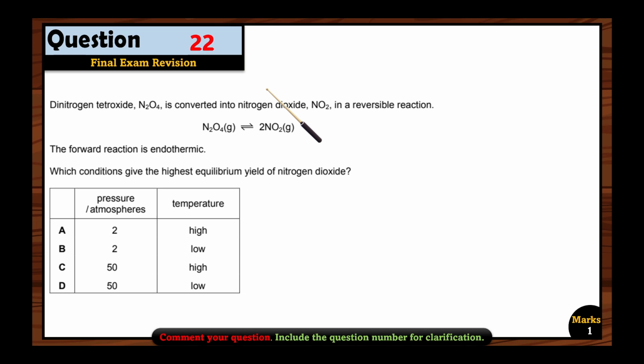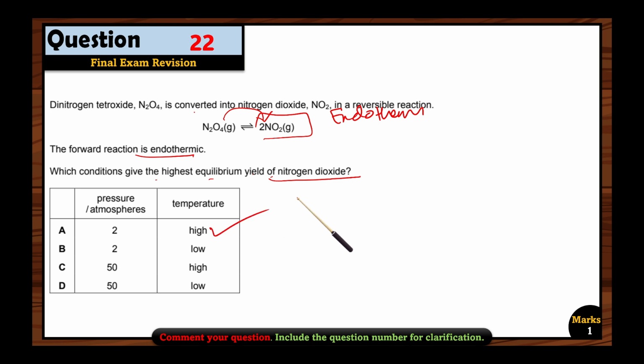Question 22. Dinitrogen tetroxide is converted into nitrogen dioxide in a reversible reaction. The reaction is endothermic. Which conditions give the highest equilibrium yield of nitrogen dioxide? So, to get nitrogen dioxide, we have to shift the equilibrium towards the right again. And to shift the equilibrium towards the right, the forward reaction is endothermic. So, it means you have to give more temperature so it can go again in the right direction. So, high temperature will help this one.